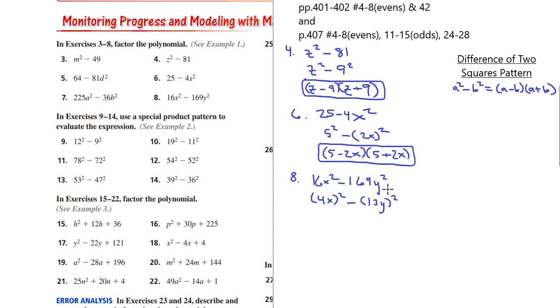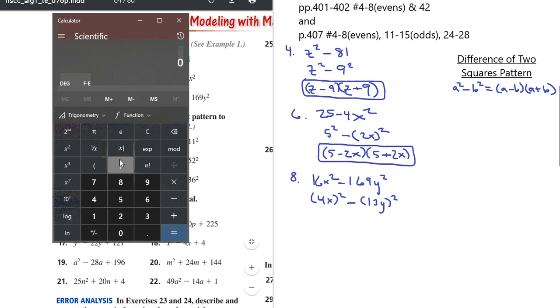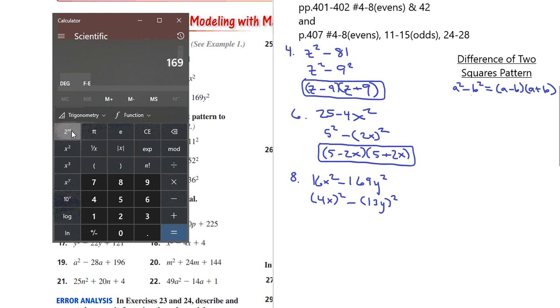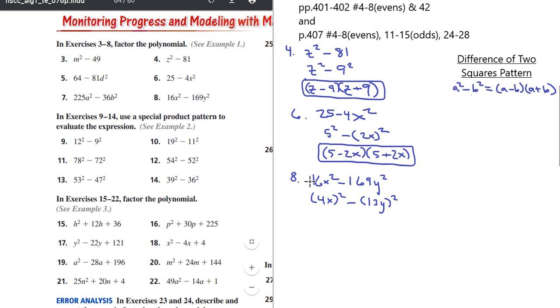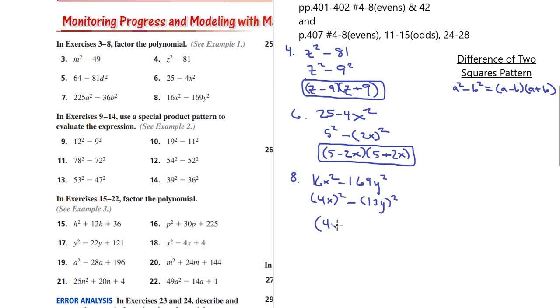If you didn't know that 13 squared was 169, you could take out your calculator, type in 169, and take the square root, and you get 13. So 13 squared is 169. All right, so on this one, this is your a value, 4x, and this is your b value, 13y. So where you have an a, you plug in 4x. Where you have a b, you plug in 13y. So this binomial factors into 4x minus 13y times the quantity 4x plus 13y. And that's it. That's the factored form.